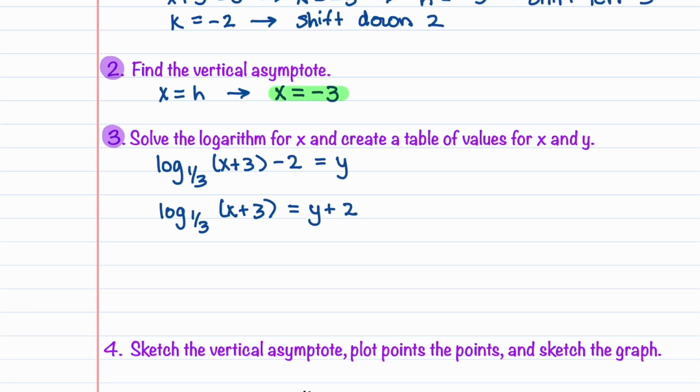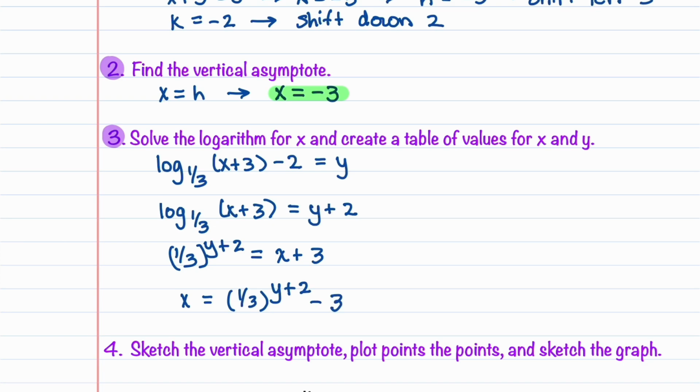Now we're going to write this in exponential form, so our equation becomes 1/3 to the y plus 2 is equal to x plus 3. Now all we have to do is solve for x, so let's move the 3, and we can write this as x is equal to 1/3 to the y plus 2 minus 3.